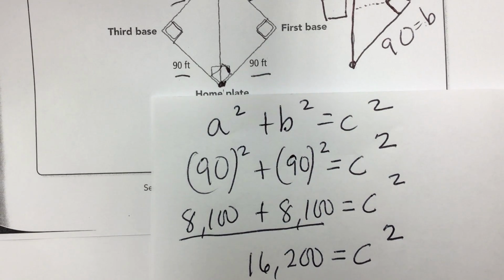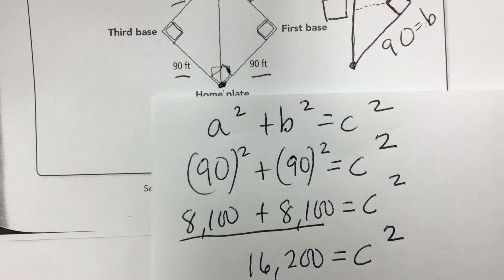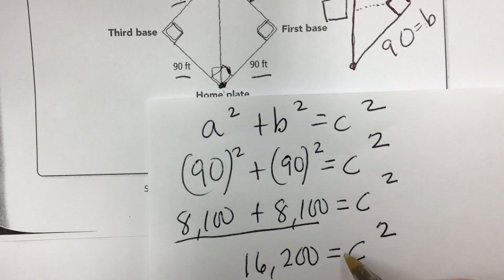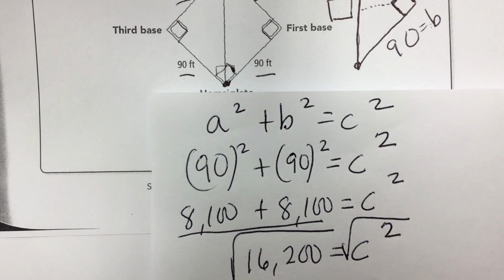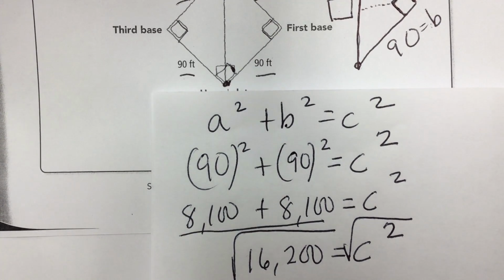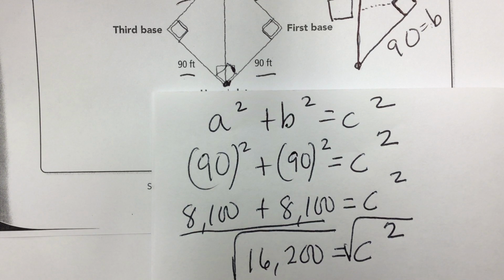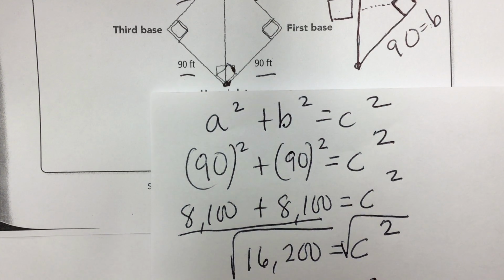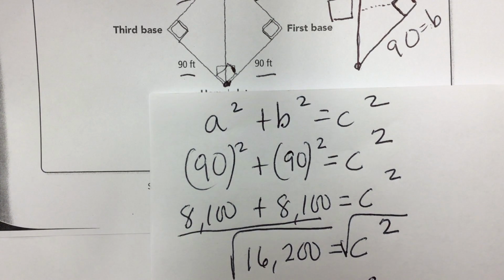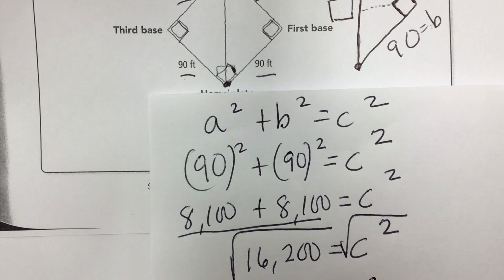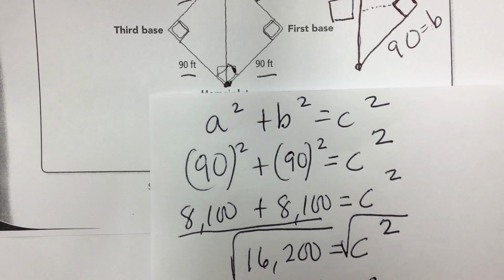Okay? Now, what we'll want to do is go from C squared to C. So to do that, we will take the square root of both sides. So we have C is equal to, if you find your calculator and punch in 16,200, when you take the square root of it, you get something like 127.2792 and so forth on.